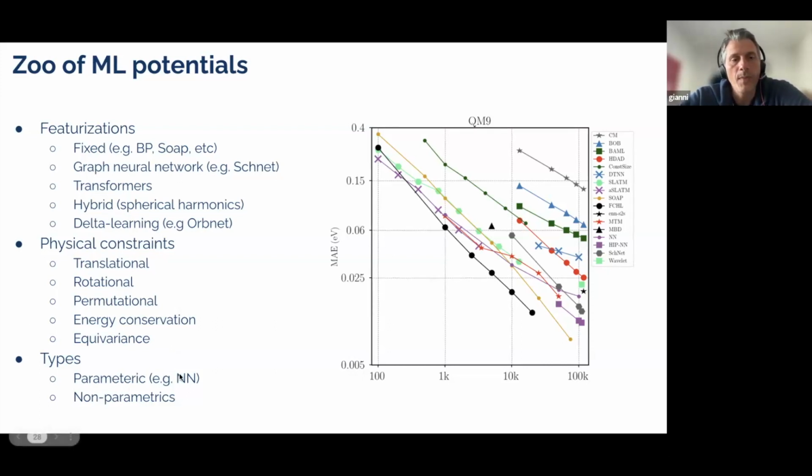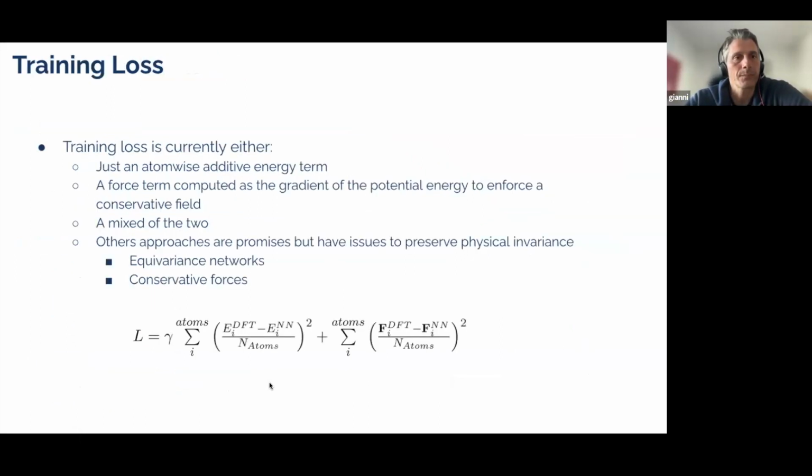Back then, there were two methods, non-parametric like kernel methods and parametric like neural networks. And initially, the non-parametric ones were better. I think now everybody's using parametric methods or somehow based on neural networks. The training loss was very simple. It was just the error on the energy, so on the DFT or QM energy compared to the neural network energy, and also on the forces. So a very simple kind of loss.